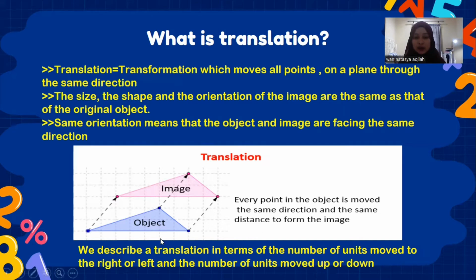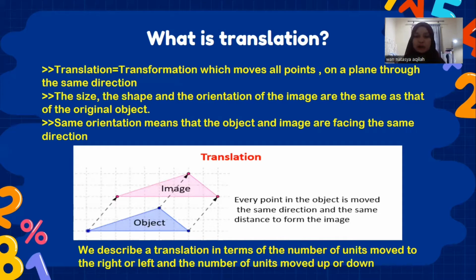Look at this object. The object is before translation and the image is after translation. So you all have to know what is the object and what is the image, because we will do the exercise after this. So you all have to recognize what is the object and what is the image. We describe translations in terms of the number of units moved to the right or left and the number of units moved up or down.